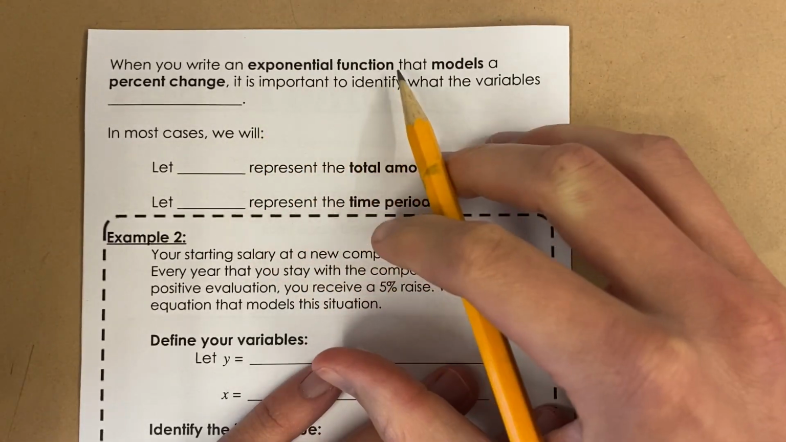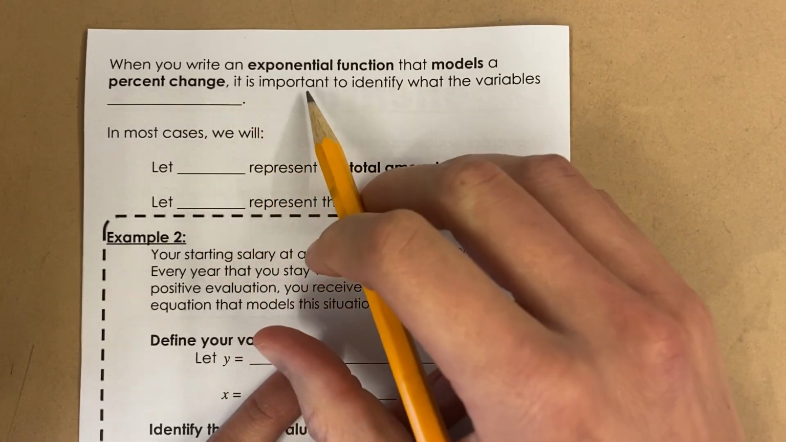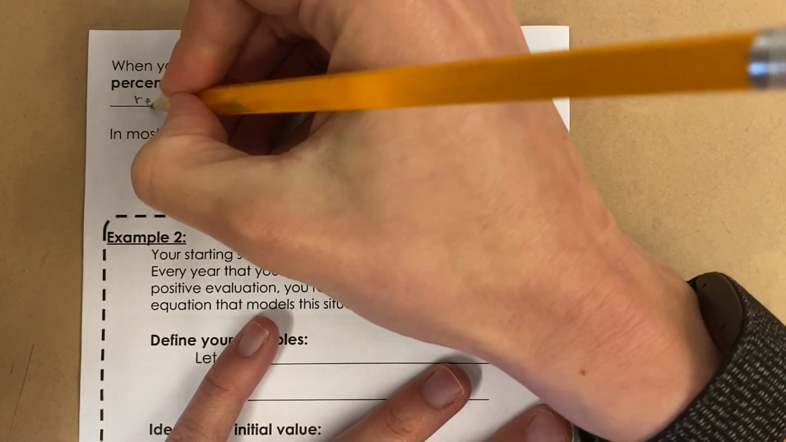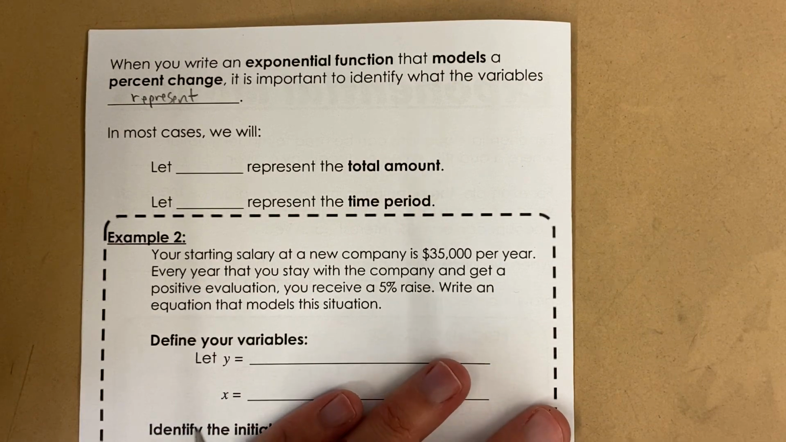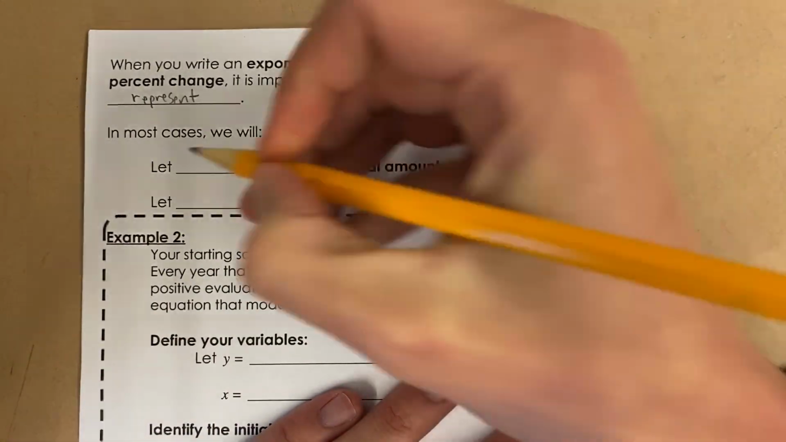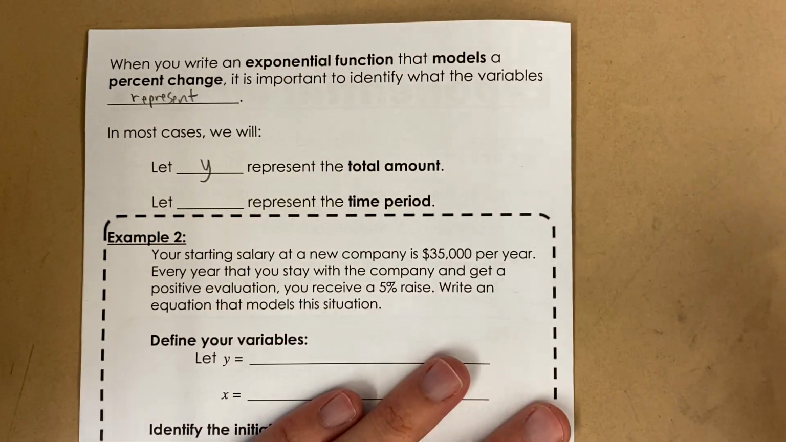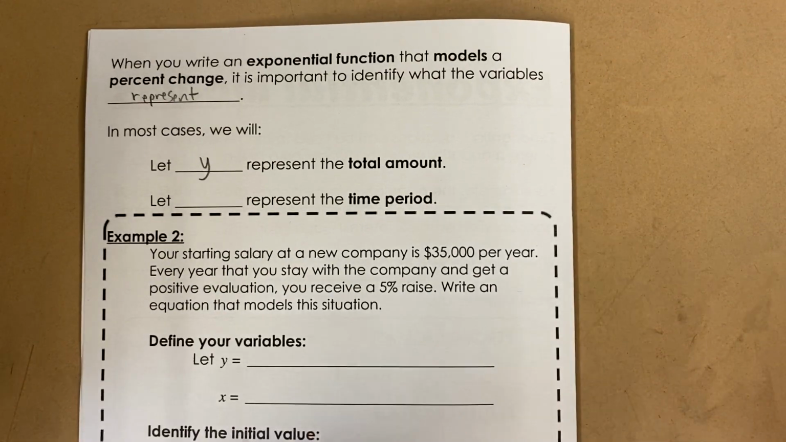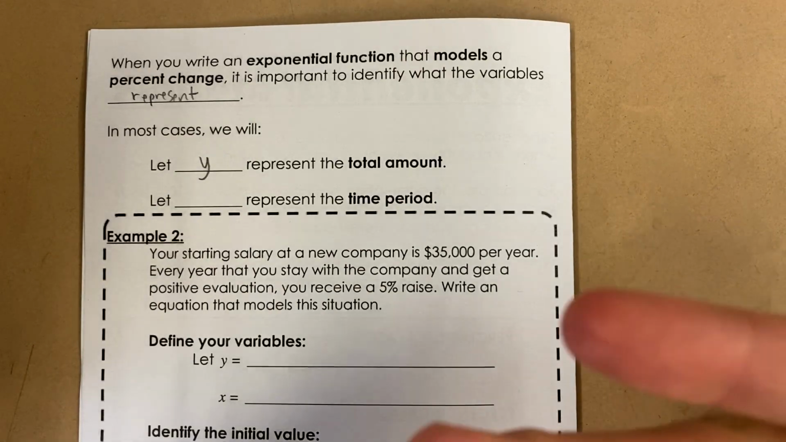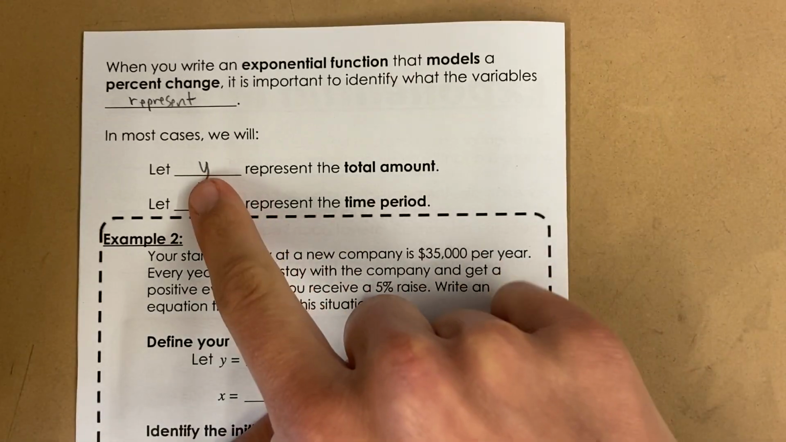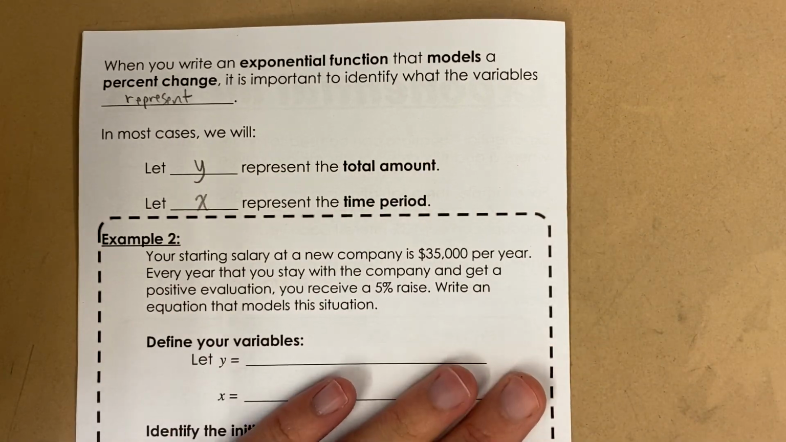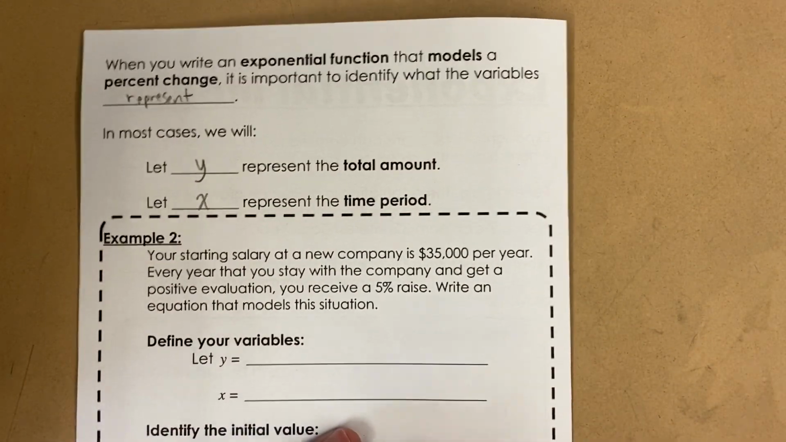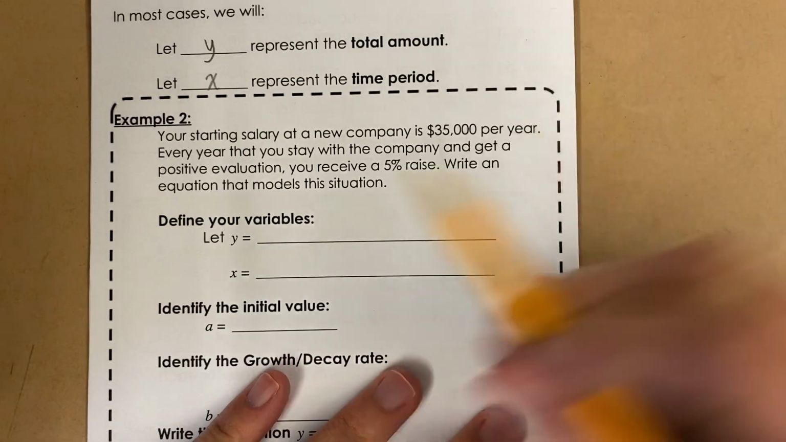When you write an exponential function that models a percent change, it's important to identify what the variables represent. In most cases, we let y represent the total amount. Whatever we're talking about, whether it's the value of a car, the number of people with a virus, or the number of bacteria in a certain dish, the y is the total amount. And usually x is a time period. Sometimes it's a day, sometimes a year, sometimes an hour. It depends on the situation. So let's take a look at an example to see what I mean.